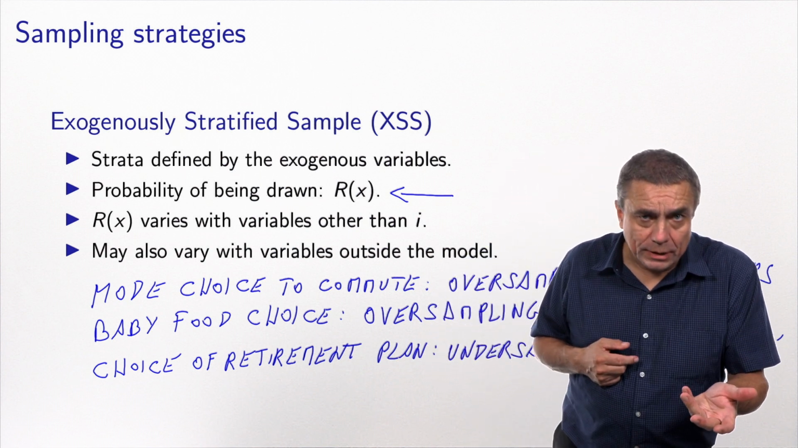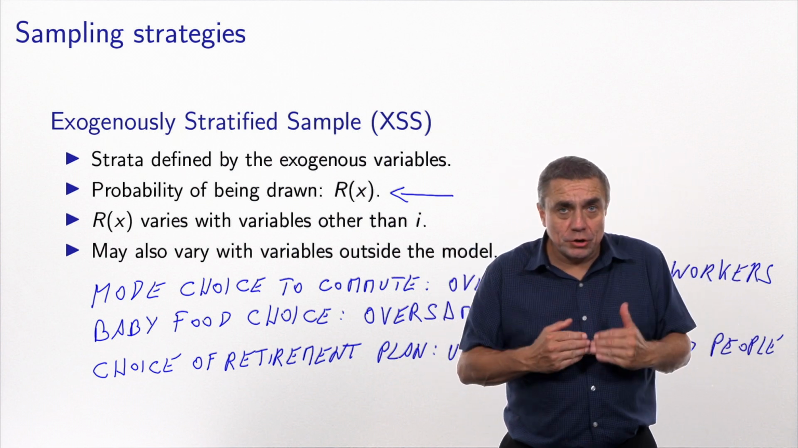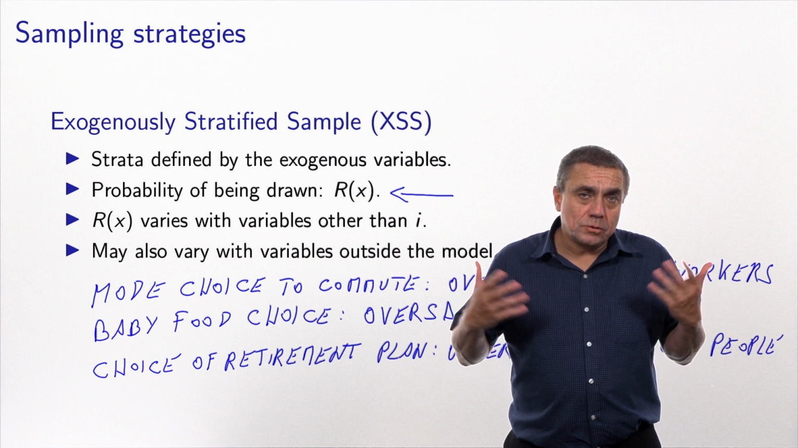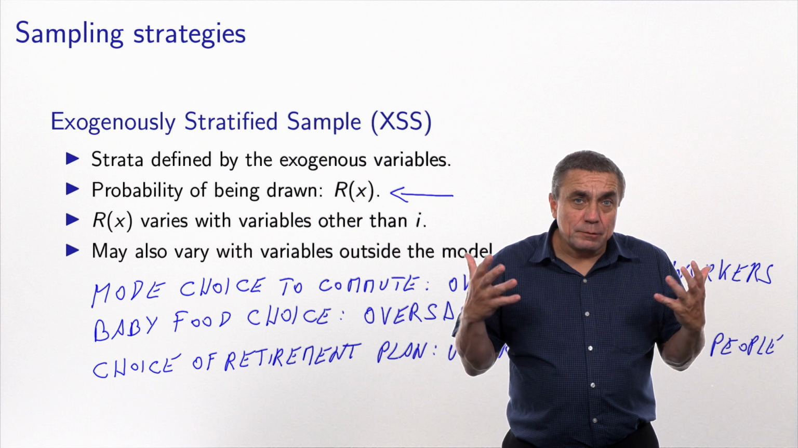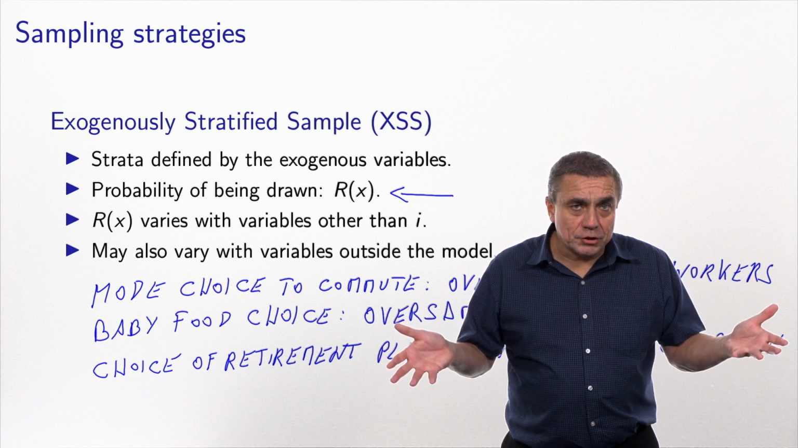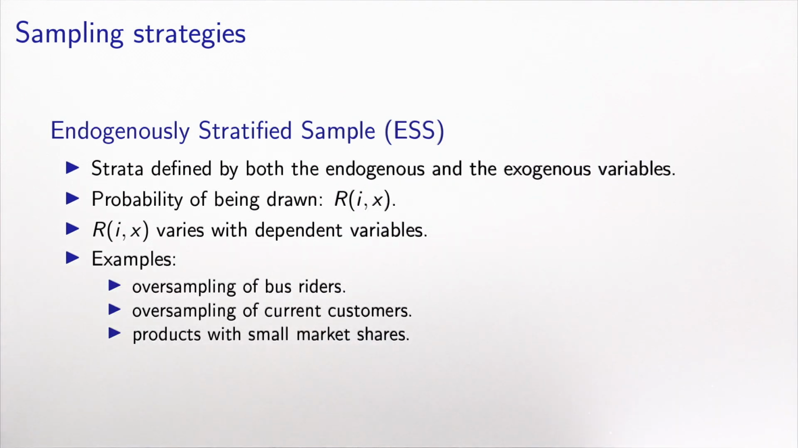And this brings me to the next sampling strategy, the endogenous sampling strategy. Well, as you can guess, this strategy happens when the strata involve the choice. The strata definition involves the choice. In this case, the probability for an individual to be selected in the sample depends both on x and I, on the exogenous variables x and on the endogenous variable I.